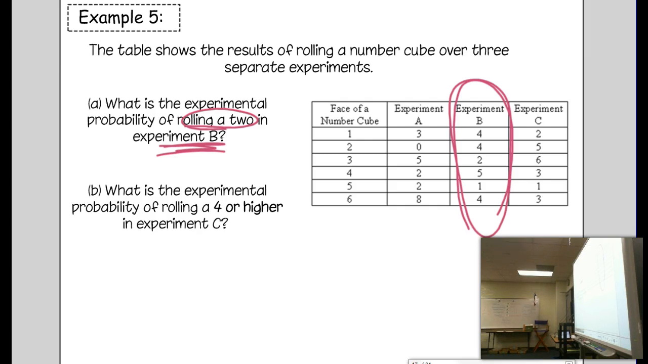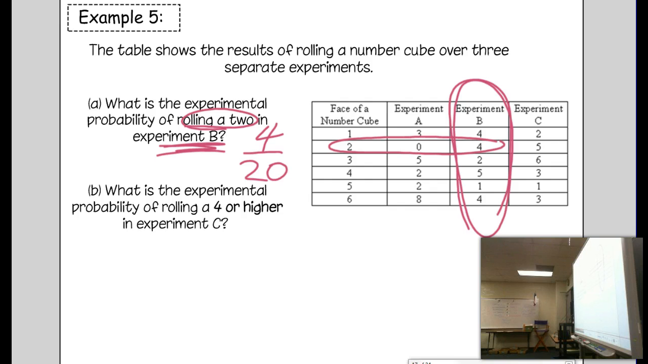Find the denominator. Yeah, let's add them up. 4 plus 4 plus 2 plus 5 plus 1 plus 4. 20. Well, that's easy. And then we want to know the probability of rolling a 2. They rolled a 2 4 times out of 20.